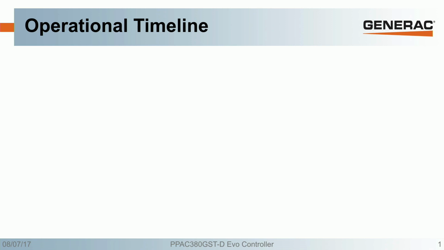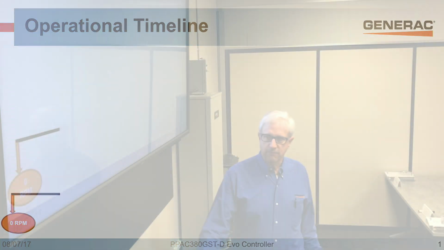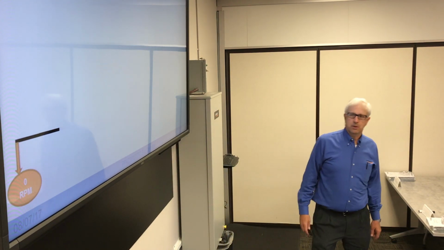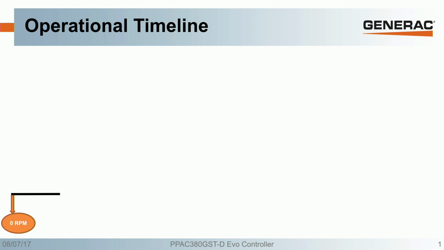Going to talk about the operational timeline. Now in this operational timeline, we have this black line on the screen that represents engine RPM. And right now we're sitting at 0 RPM. We're waiting for something bad to happen. That could be an ice storm, it could be a hurricane, it could be as simple as a squirrel on a transformer. And it caused the outage.